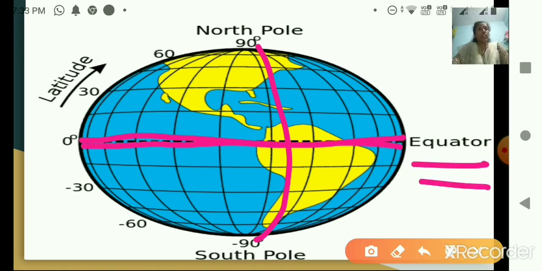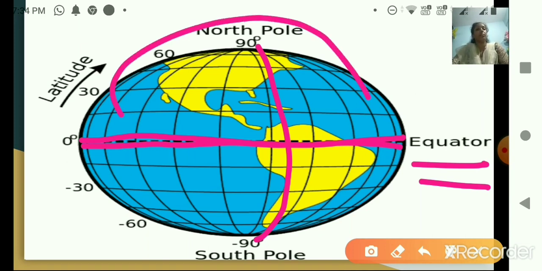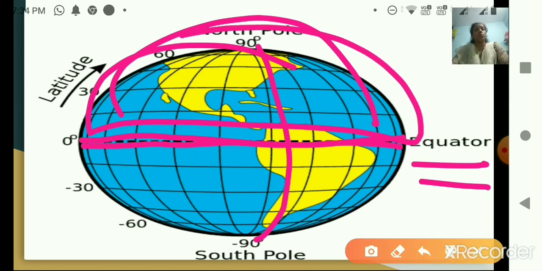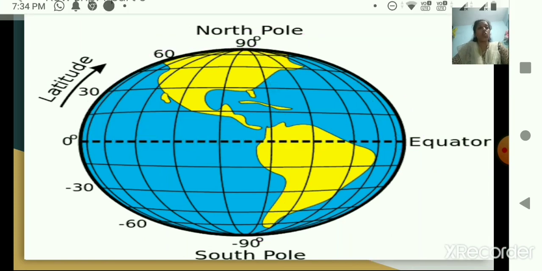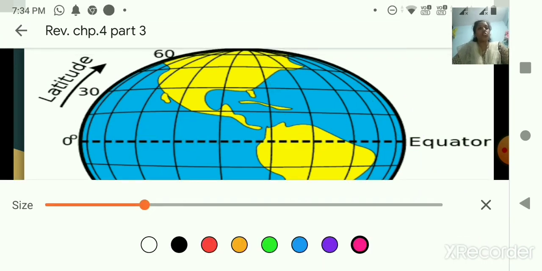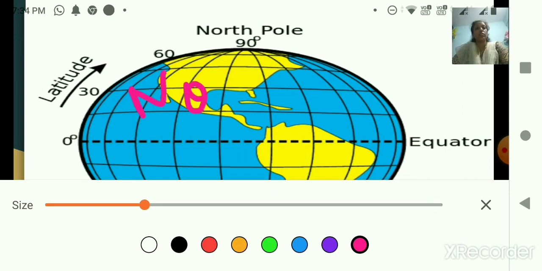And everything that is above the equator, everything in north of the equator is called as, that means this part, this portion, what is it called as? Yes, it is called as northern hemisphere. What is it called as, children? It is called as northern hemisphere.